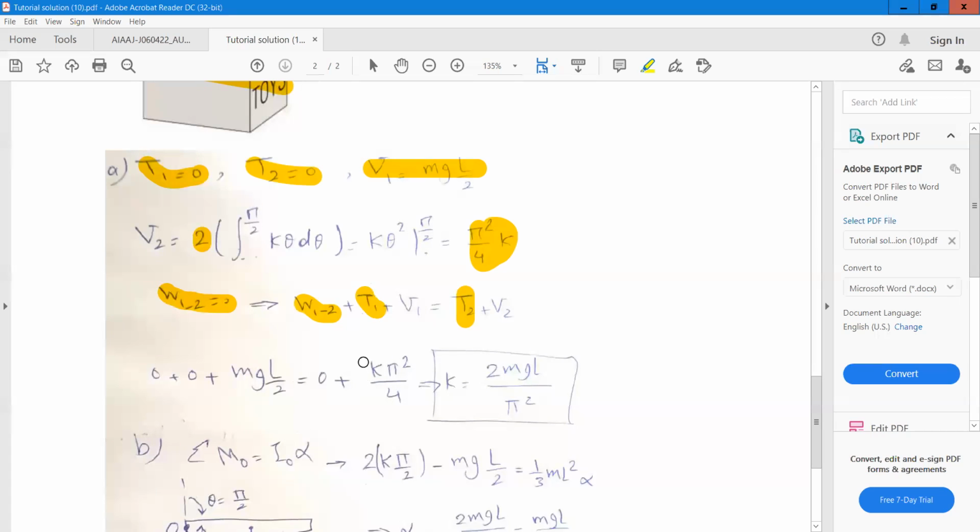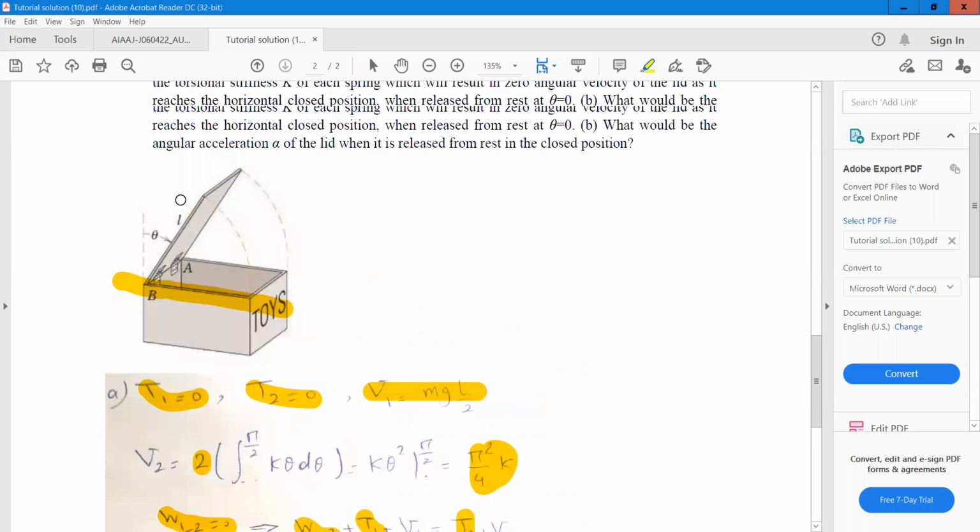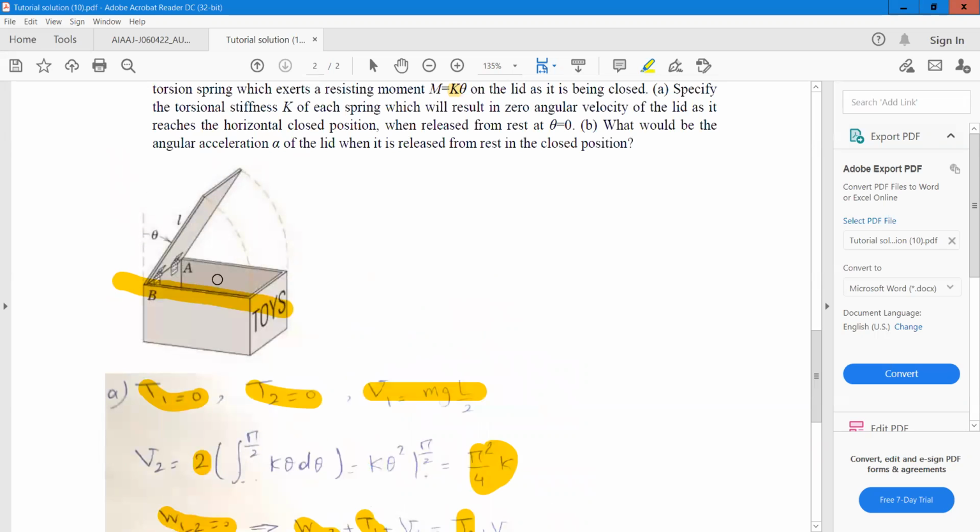So from this equation, we can conclude that K must be equal to 2 times mgl divided by pi squared. So if K is equal to this value, and you release the door from the position of theta equal to 0, or the vertical position, the door will come down, and the angular velocity of the door, again when theta is equal to pi over 2, or the door is in horizontal condition, will be 0.